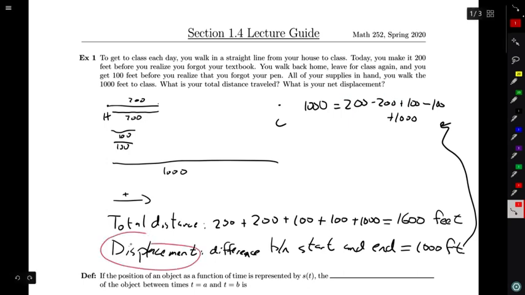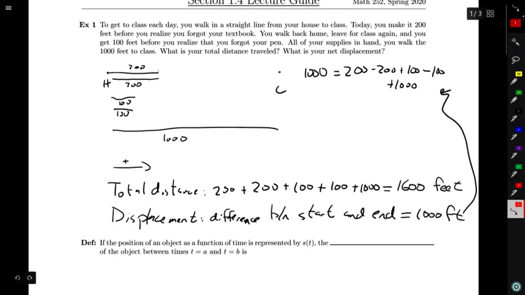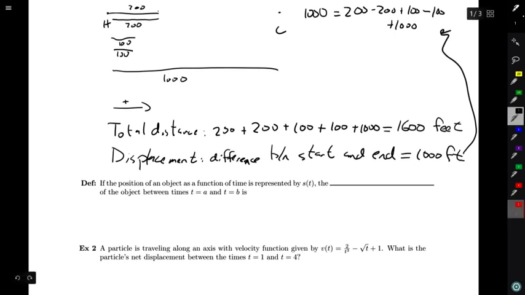This displacement is going to be represented by a definite integral, whereas distance isn't quite going to be as nice. So let's get into a definition here. If the position of an object as a function of time is represented by s of t, the net displacement of an object between times t equals a and t equals b is going to be s of b minus s of a. So here we're just looking at the difference between the starting and the ending point.